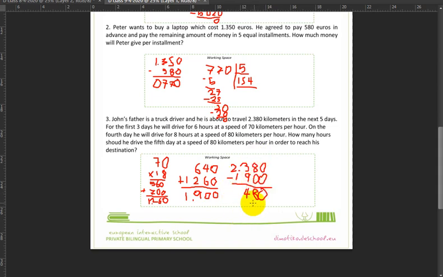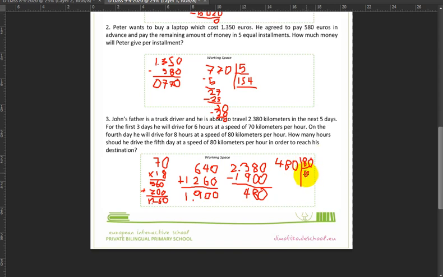Now, we need to figure out how many hours he needs to drive to do these 480 kilometers. Since he's doing 80 kilometers every 1 hour, to figure out the number of hours, we need to divide this number by 80. So we need to do 480 divided by 80. Does 80 fit into 48? No. But 80 does fit into 480. How many times? Let's try 6.